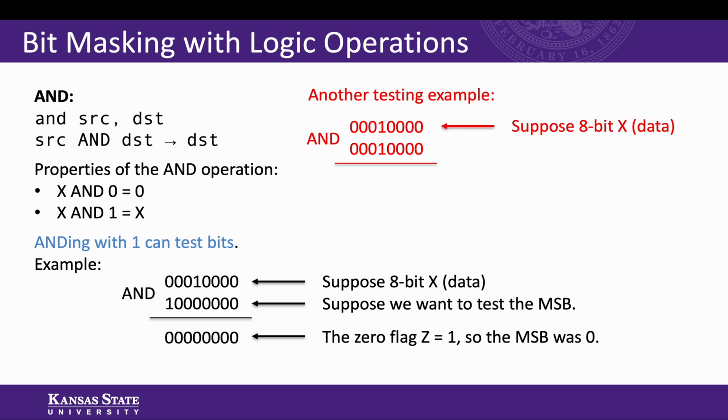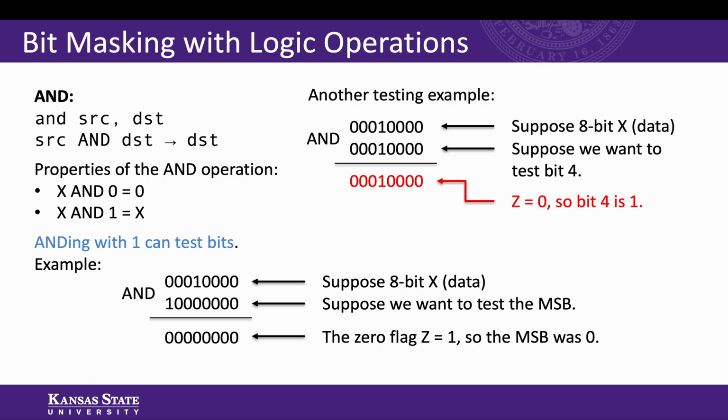Okay, here's another test example. Let's say we have that same 8-bit data x, 0001 0000, and we want to test bit 4. Zero is the least significant bit, then 1, 2, 3, 4. So we're going to set up our mask with a 1 at the position that we're testing for, zeros otherwise.